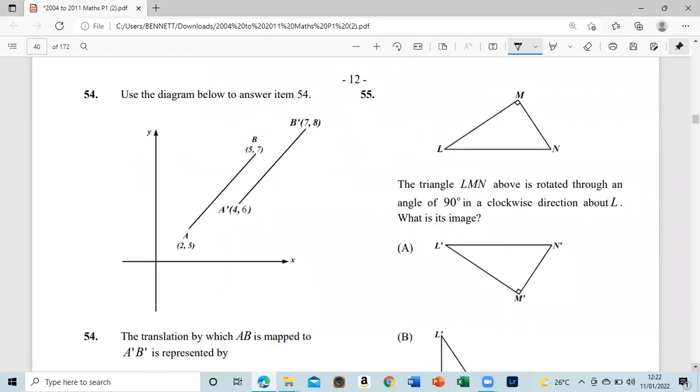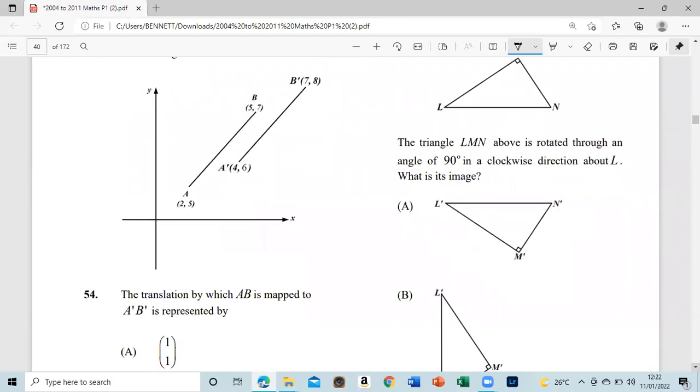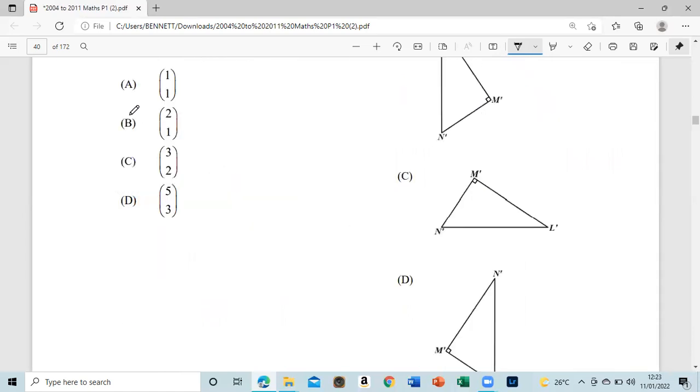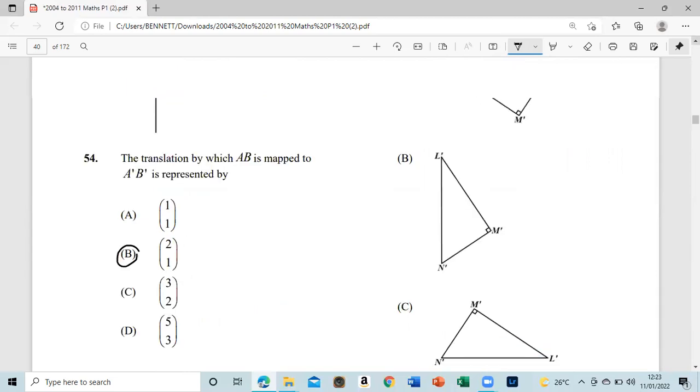I'm going to move on to 54. The translation which AB is mapped onto A prime B prime is... So we have 2, 5, that's A, and we end up with 4, 6. So we add 2 here, add 1. So it's 2, 1. Now we don't have to try the other one because once it's a translation, it is uniform throughout. It's the same thing, all right?